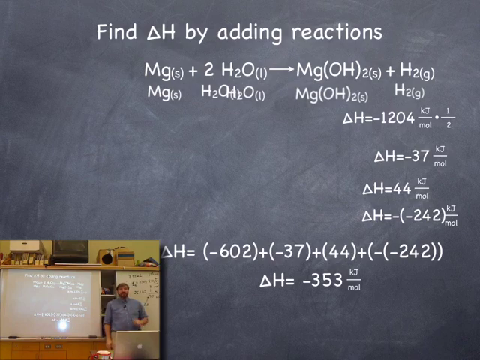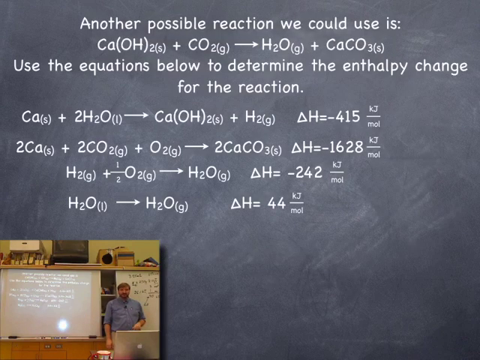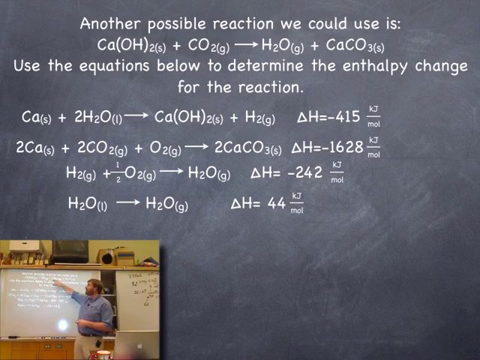All right. Your turn to practice. Here's your target equation. This is another possible reaction that we could use to heat stuff. Calcium hydroxide reacts with carbon dioxide to produce water and calcium carbonate. Okay? I want to know what is the delta H? What's the enthalpy change for this reaction? Here are 4 reactions that you should be able to find a way to add together to give you this target reaction.